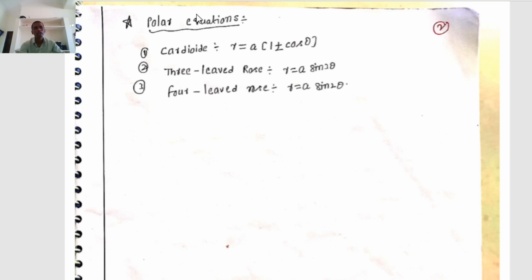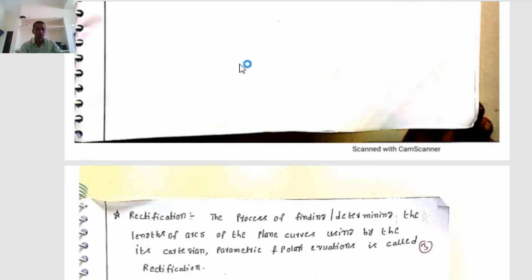Some important polar equations here. The cardioid, r equals a into (1 plus cos theta). Next one, three-leaved rose, r equals a sin 3 theta. Four-leaved rose, r equals a sin 2 theta.